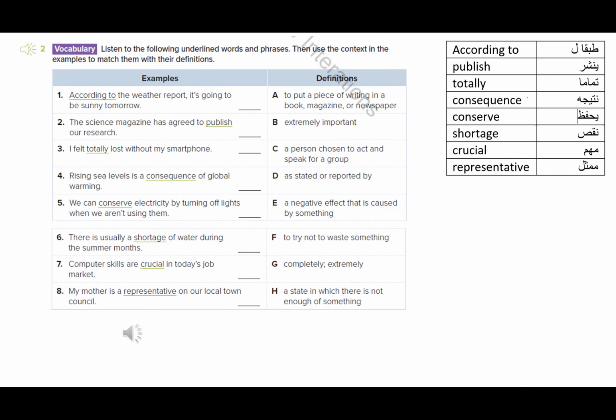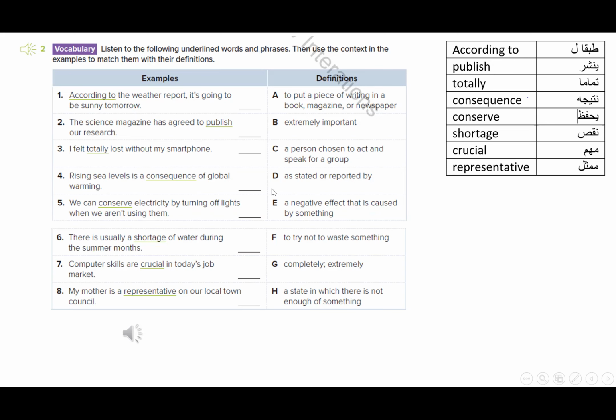امتحانات الإمساك. Here you have some underlined words, 8 underlined words, كلمات, 8 كلمات تحتهم خطوط. فالمفروض إن احنا match the underlined words with the definitions. نوصل الـ words بالـ definitions اللي هو التعريفات. I am going to read the definitions first. A, to put a piece of writing in a book, magazine, or newspaper. B, extremely important. C, a person chosen to act and speak for a group.